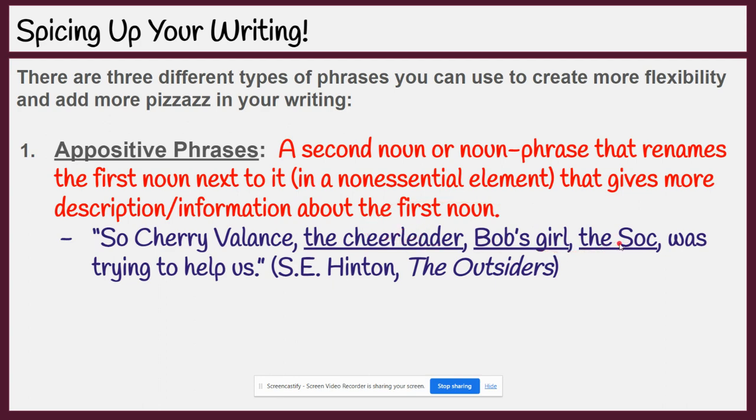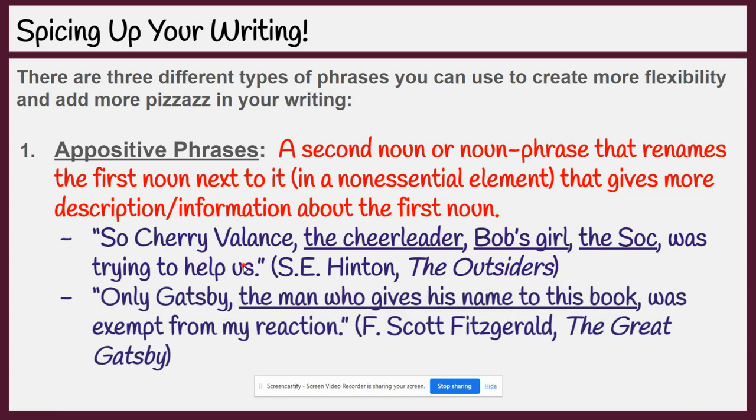This tidbit, and this tidbit. These are all second nouns or noun phrases that rename this first noun. Here's another example. Only Gatsby, the man who gives his name to this book, was exempt from my reaction. So here we have a noun phrase. The man who gives his name to this book clarifies more information about Gatsby. That is one way that you can spice up your writing. Here's another one.